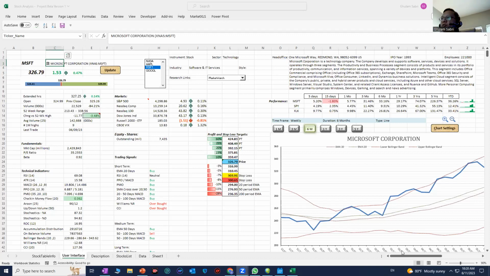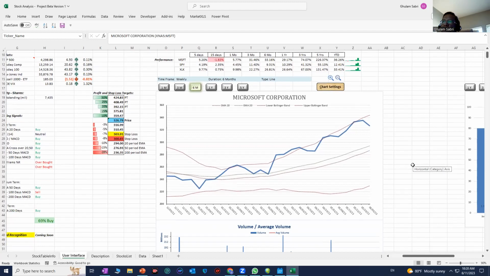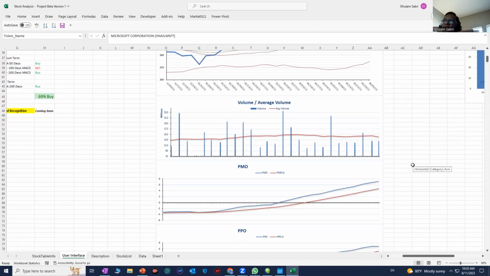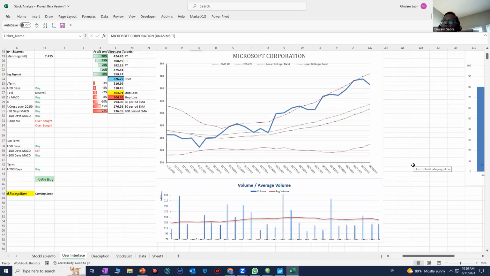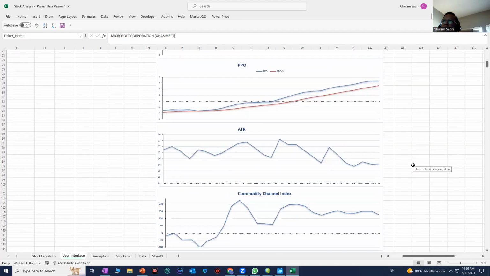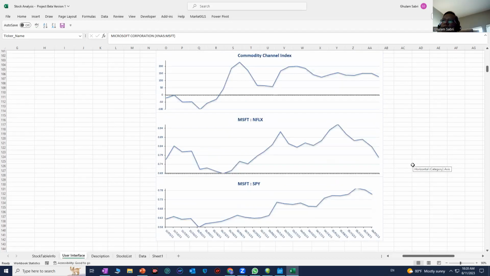So now the chart has been changed to a line chart. And below this, there are different panel charts. Panel charts give you volume, average, different indicators like price momentum oscillator, price average trading range, commodity channel index, the CCI. One very cool thing is Microsoft performance versus some other stocks.